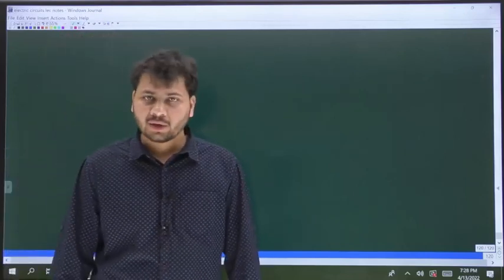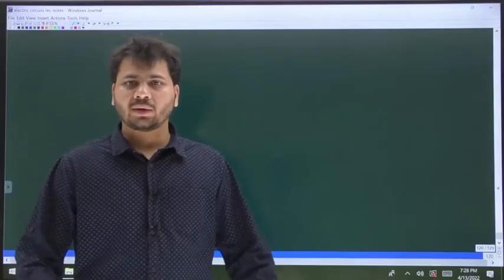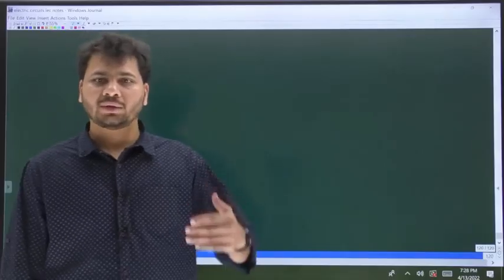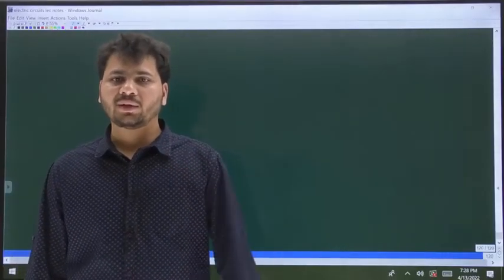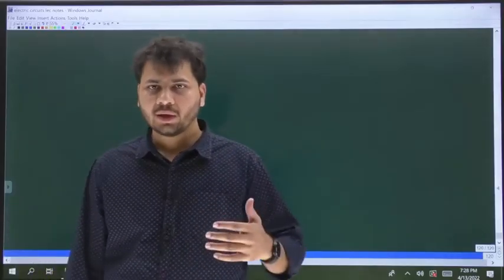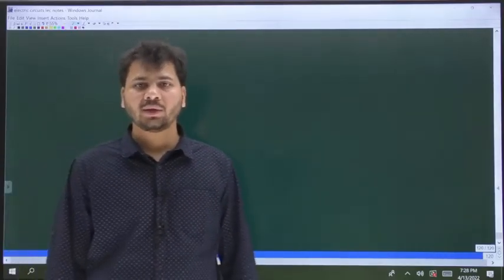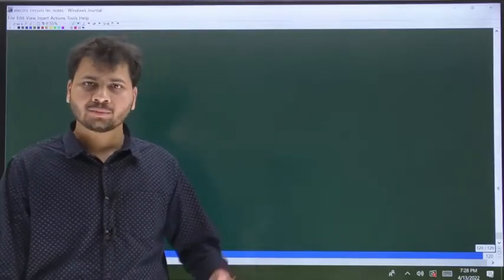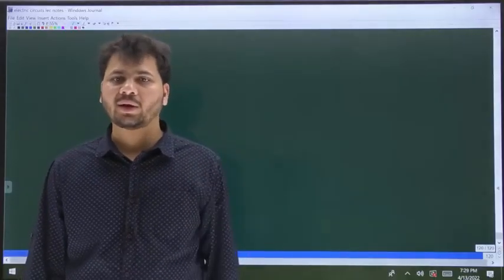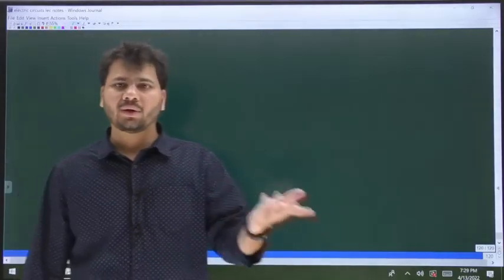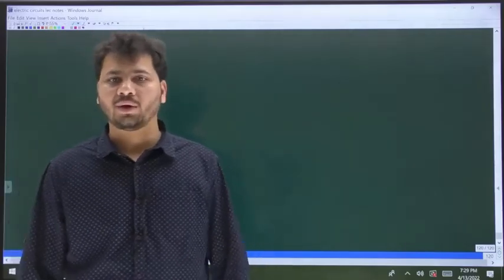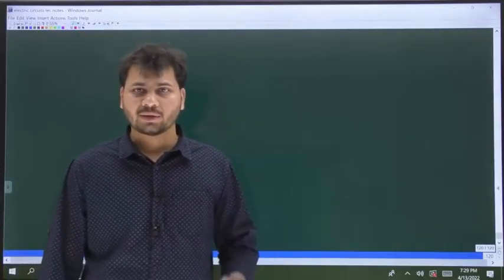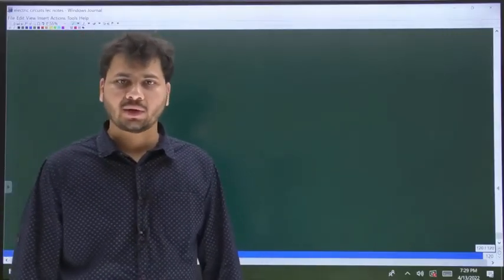Now what is the fundamental difference between a resistor and these two elements, the capacitor and the inductor? You see, a resistor always dissipates energy. Any resistor will always dissipate energy in the form of heat. So whenever current flows through a resistor, it dissipates energy in the form of heat. And the power dissipated by the resistor is I squared R, which is always positive.